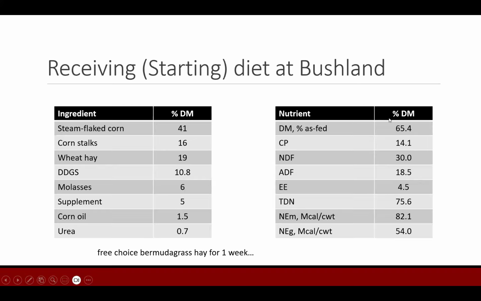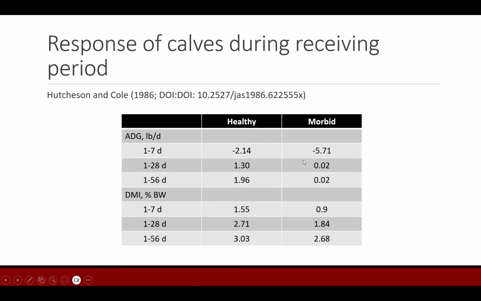Okay. So this is the nutrient specs. So it's 65% dry matter, 14% crude protein, 30% NDF, and then 54 megacals of NEG per hundredweight. Okay. All right. So how do cattle respond to transportation stress upon arrival?